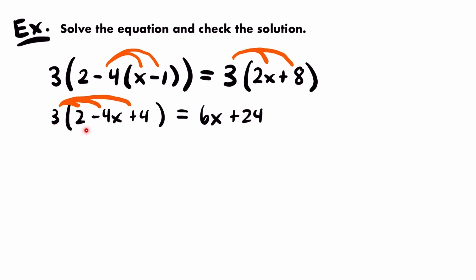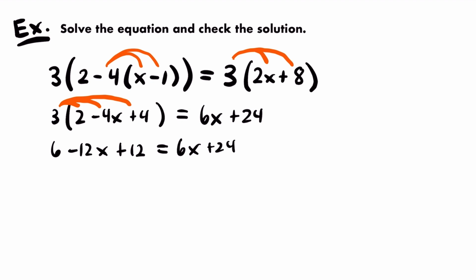All right, so starting with 3 times 2, that's 6. So we'll have 6, and then 3 times the negative 4x will be negative 12x, because 3 times negative 4 is a negative 12, and then you keep that x, and then 3 times 4 is positive 12. So we have plus 12, and then that's all equal to 6x plus 24. And so now all the parentheses are gone.